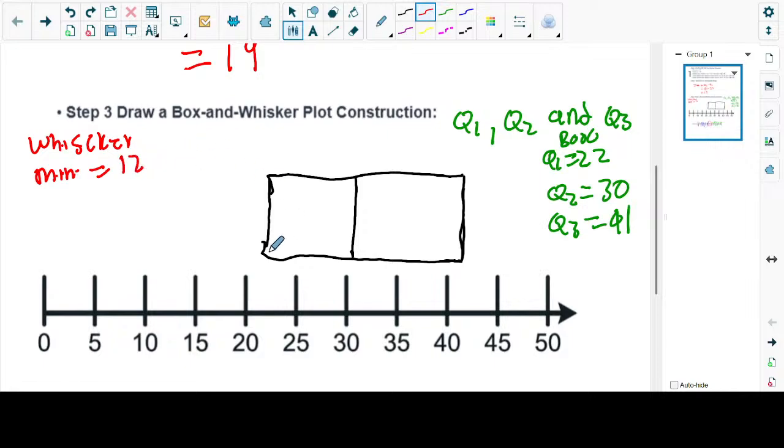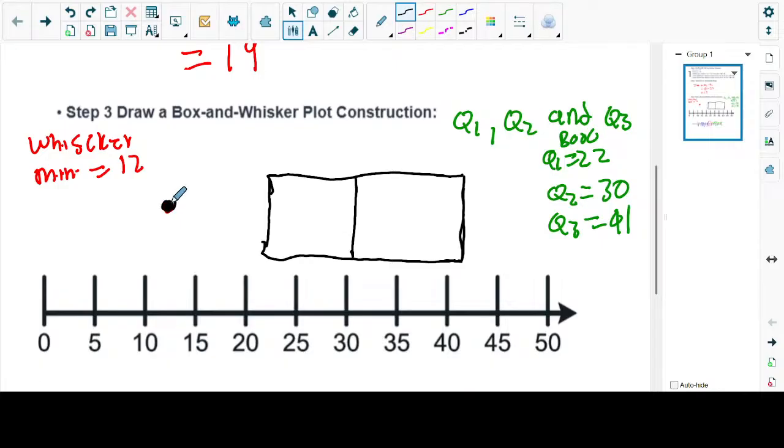Unlike the quartiles where we went with lines, on this one we're going to draw a dot between 10 and 15. But it should be a little bit closer to 10, because it's 12. Here's our dot.